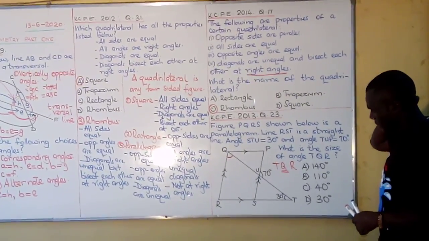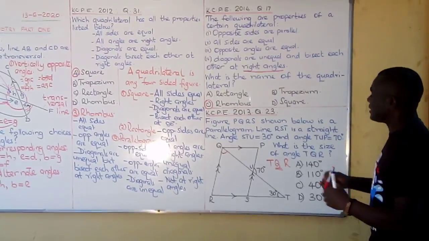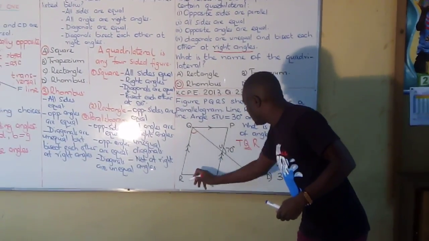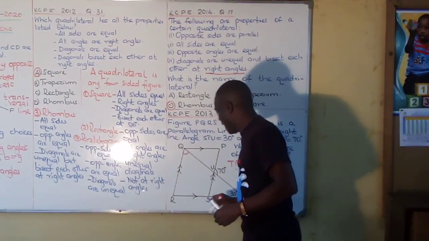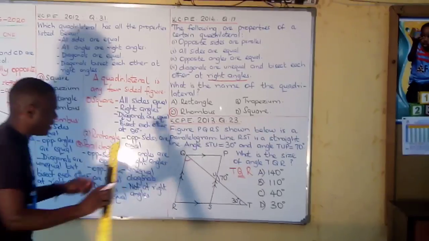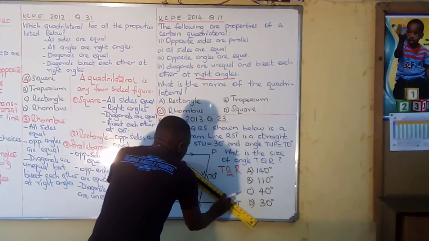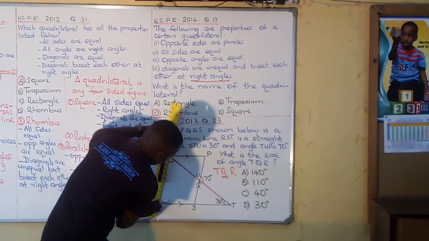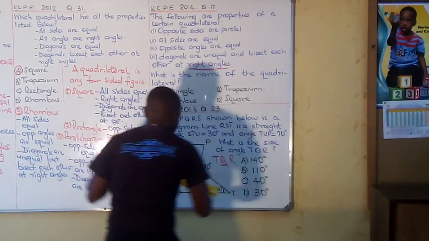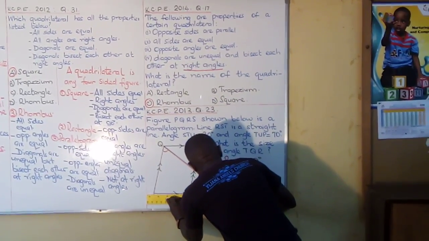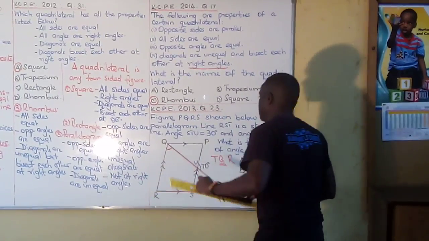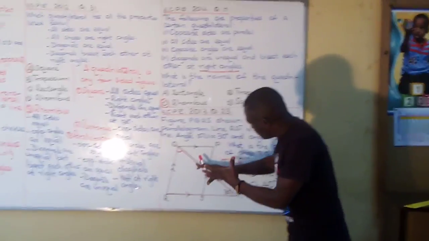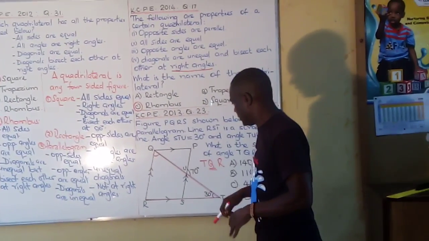Now let's go slowly. I want you to look at TQR as a triangle. Let me redraw it in red so that you know it's a triangle. Correct? TQR is a triangle. Can you see it's a triangle? Yes, it's a triangle. So as we work out the other angles using the angle properties, we will be able to get that.